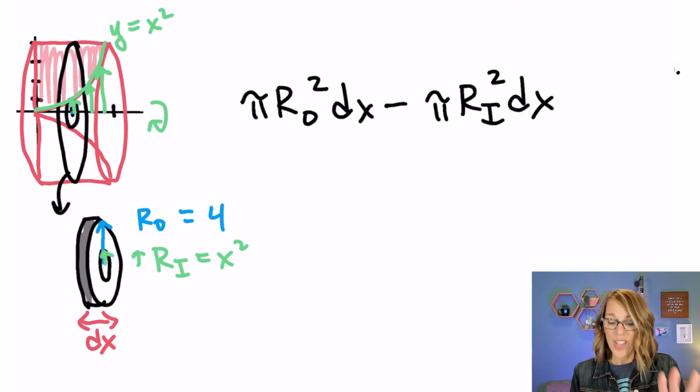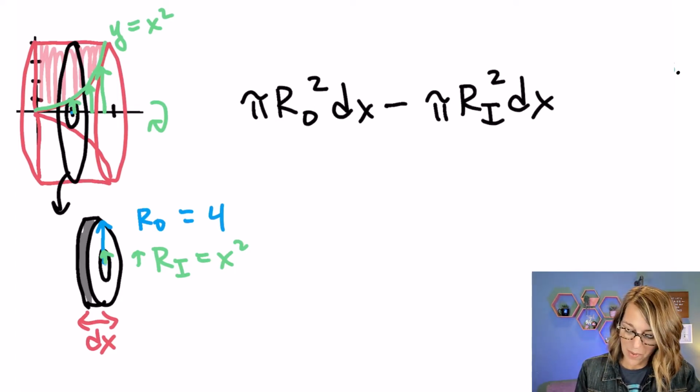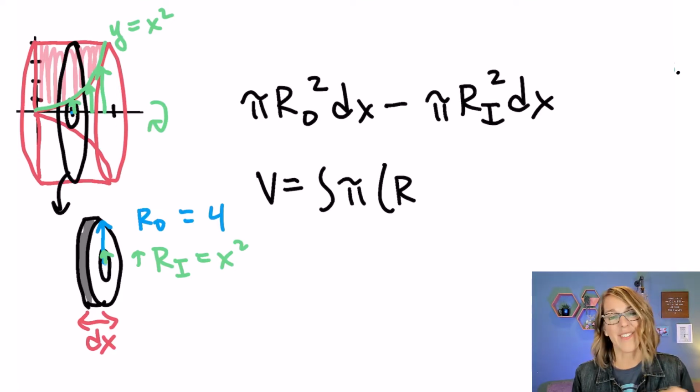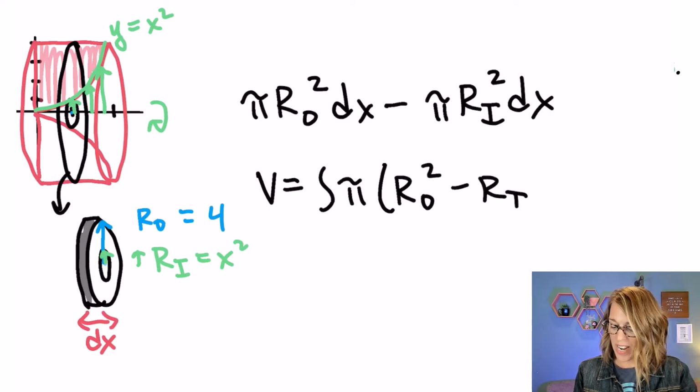I want to add all of these up. So to come up with my volume, I'm going to use this. I'm going to do a pi here. I can factor the pi out, and I can factor out that dx on the end. So I'm going to do, in the parentheses, outer radius squared minus inner radius squared, dx.